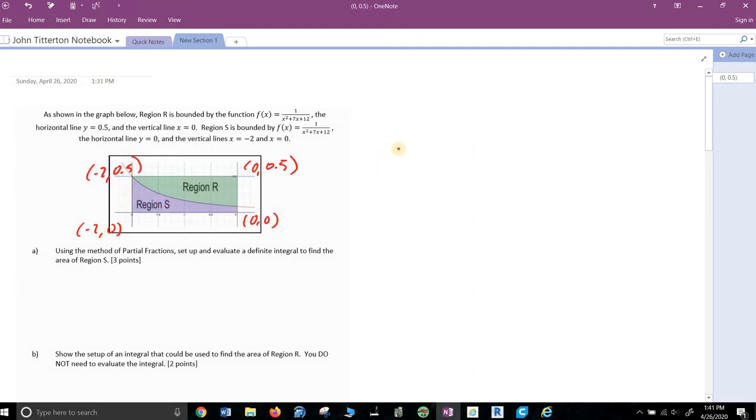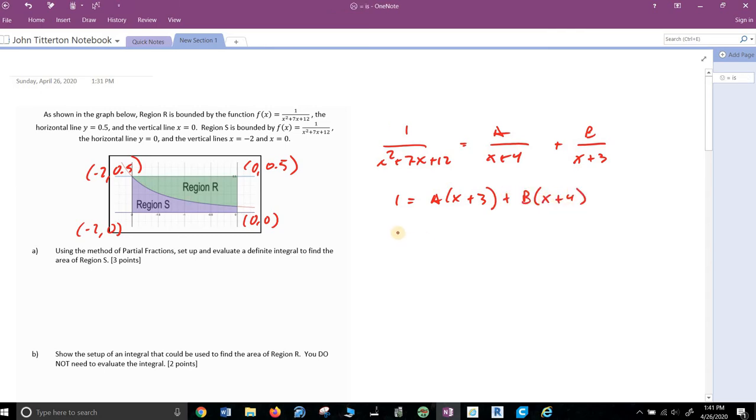Let's do the partial fractions up here. 1 over x squared plus 7x plus 12 equals a over x plus 4, b over x plus 3. 1 equals a times x plus 3 plus b times x plus 4. If x were to equal -3, b would equal 1. If x were to equal -4, a would equal -1.